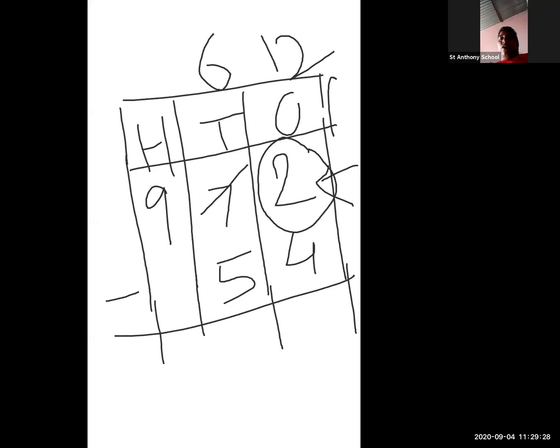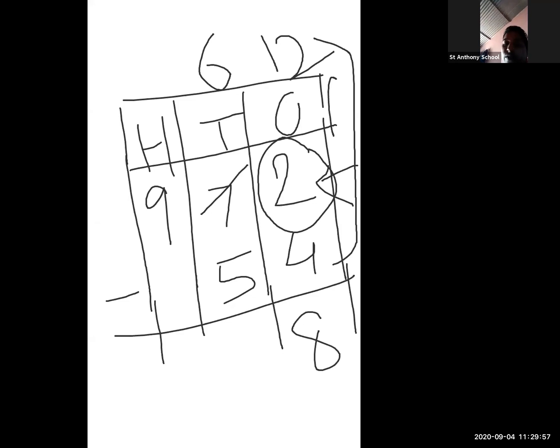Now you want to do 12 minus 4. What is the correct answer? You count yourself. 12 minus 4, your answer is 8. Now next.